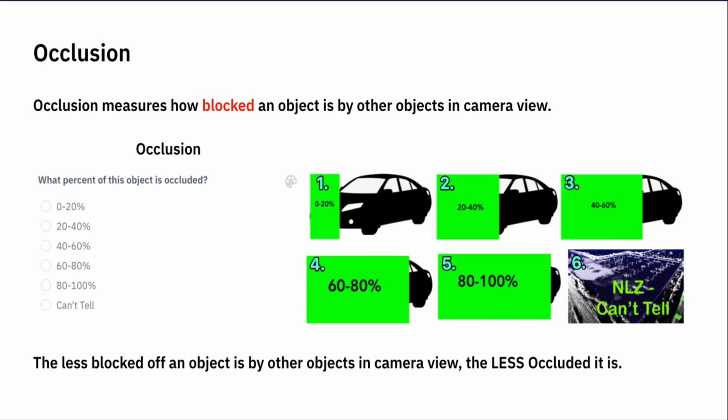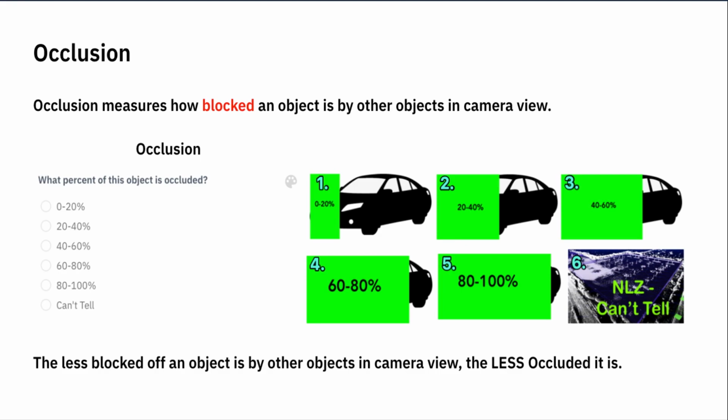If you look over here on the little diagrams, number one is a car that is reflective of 0 to 20% occlusion. That means it's blocked off at 0 to 20%, so we can see most of that car in that image, and it is not very occluded.